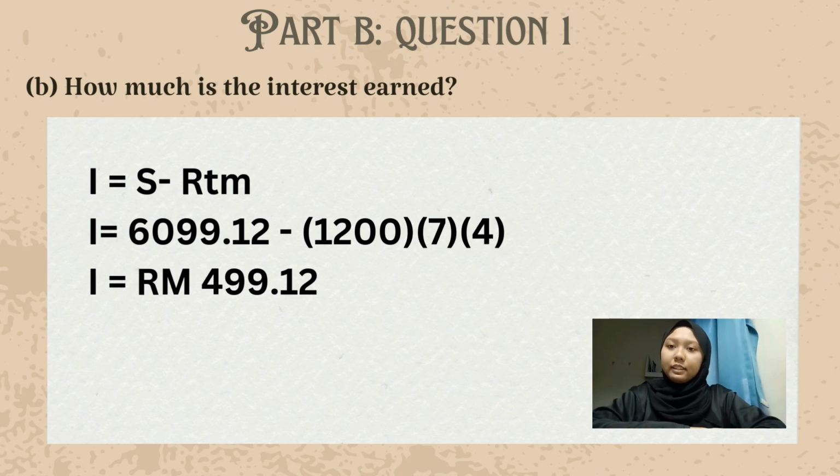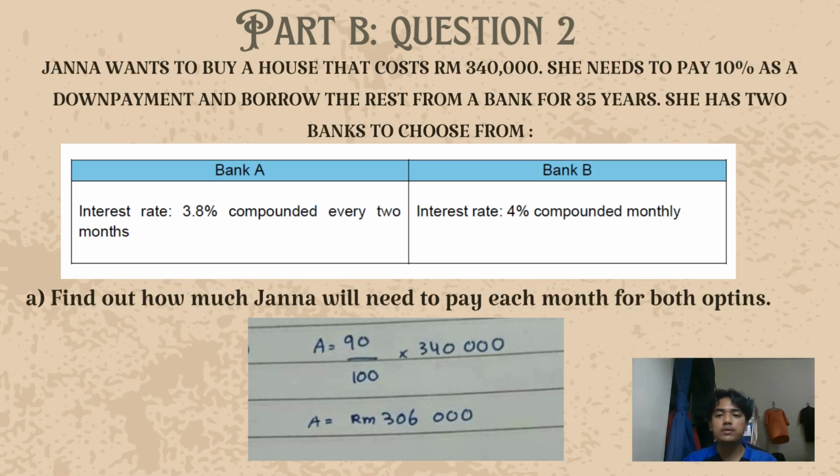B, how much is the interest earned? So we are going to use the interest formula. I equals S minus RTM. I equals 6,099.12 cents minus 1,200 times 7 times 4. So the answer is I equals RM 499.12 cents.